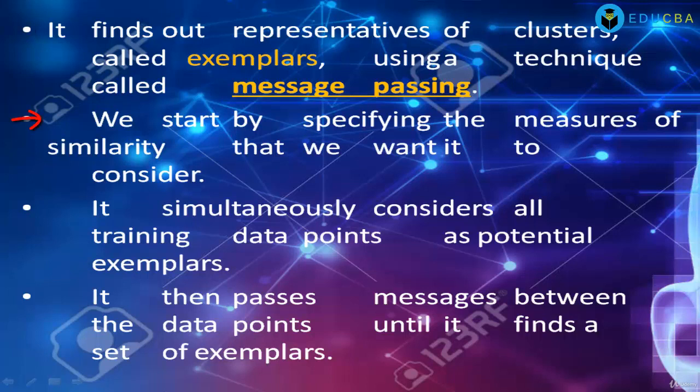We start by specifying the measure of similarity that we want it to consider, that is, the similarity metric on the basis of which we want to form clusters. It simultaneously considers all training data points as potential exemplars. It then passes messages between the data points until it finds a set of exemplars. So to find the optimal set of exemplars, we have to pass messages, and that is message passing. Now how will message passing be performed?